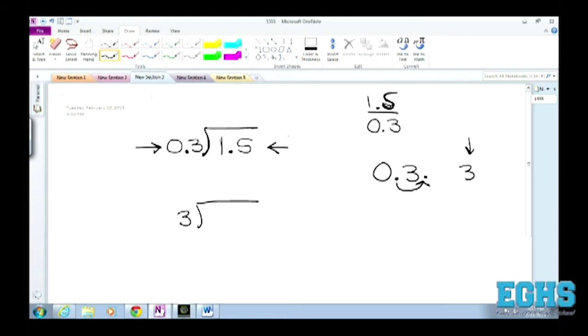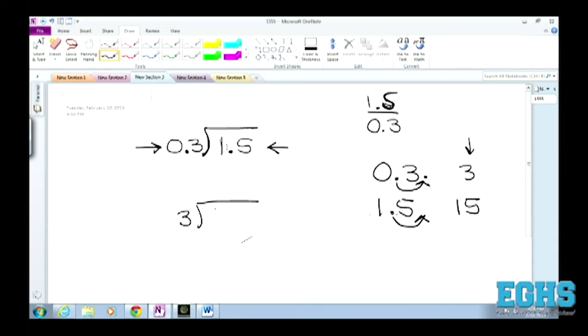Now, what we have to do to compensate for that is we also have to move the decimal in the other number. And the same number of spaces and in the same direction. So if I moved it 1 to the left on that 3, I'm going to move it 1 to the left on the 1.5, thus making my number 15.